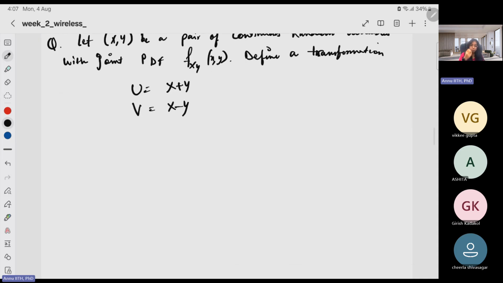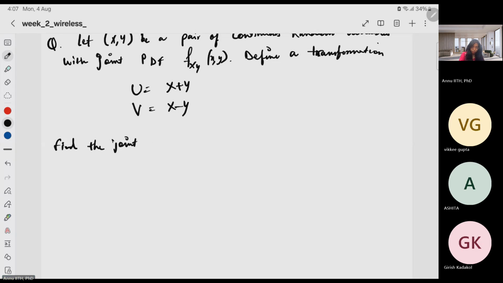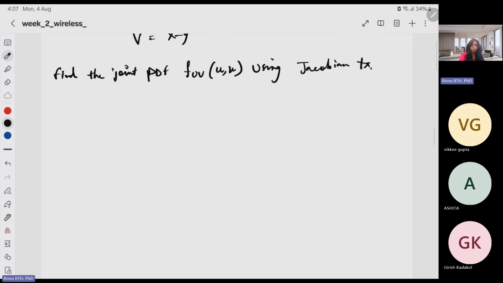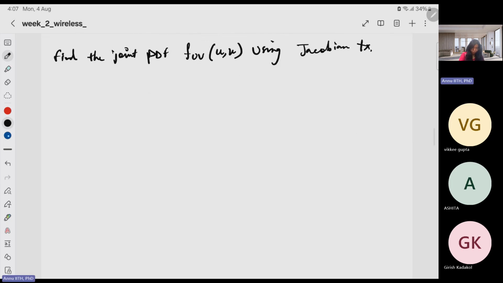So what is the problem statement? Find the joint PDF f of u, v using the Jacobian transformation. Solution: let u is equal to x plus y, v is equal to x minus y. So x is equal to (u plus v) divided by 2, and y is equal to (u minus v) divided by 2.